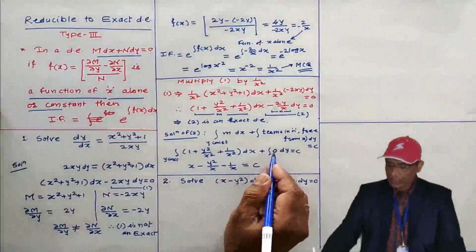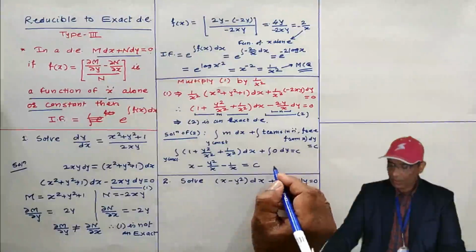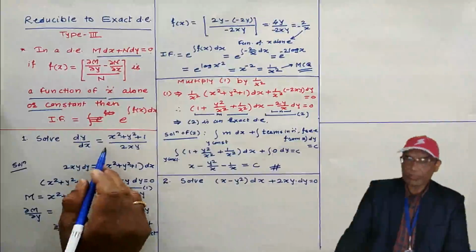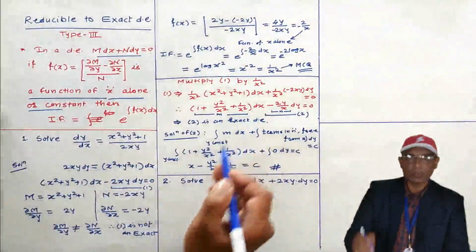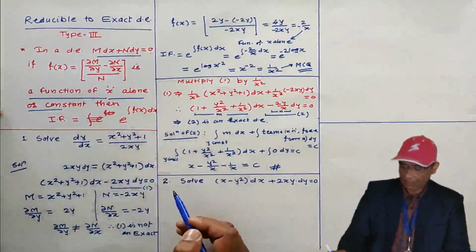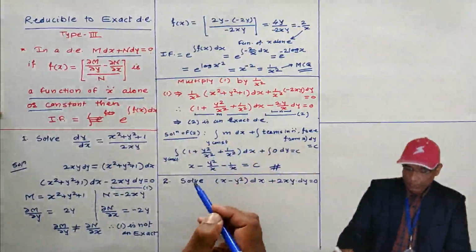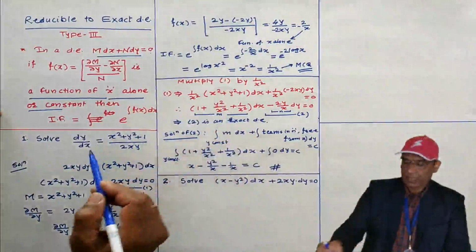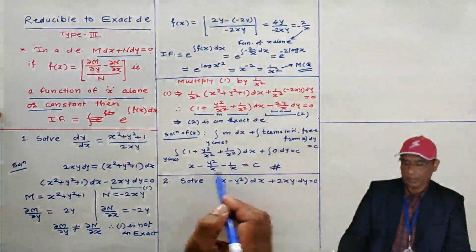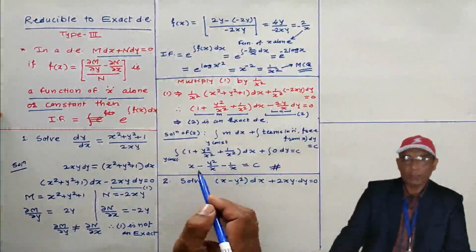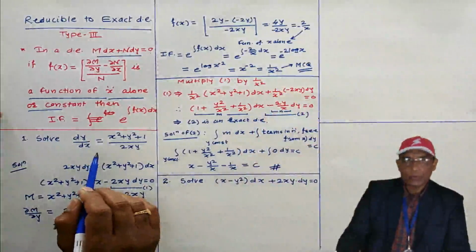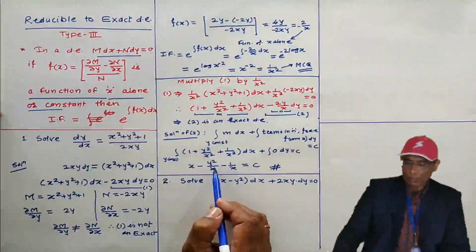Because the integral of 0 is 0. So this is the solution of this differential equation. In this way we have solved this problem. In an online examination, you may be given the differential equation and the integrating factor, and you may be asked to find the solution. In that case, the integrating factor will be provided to you, the differential equation will be given to you, and the solution will be asked as an MCQ.